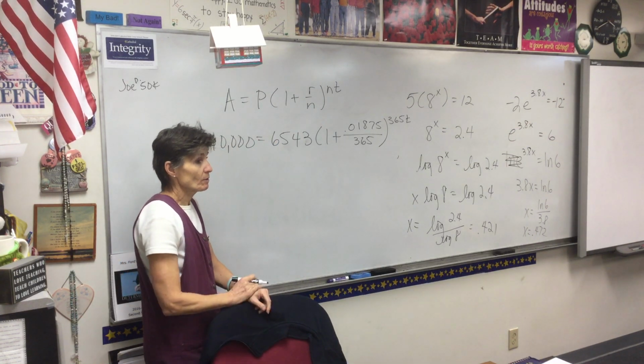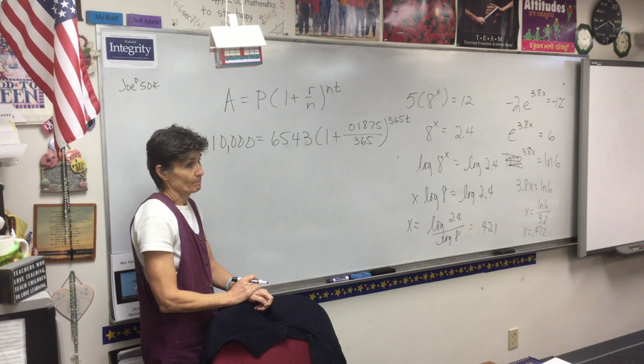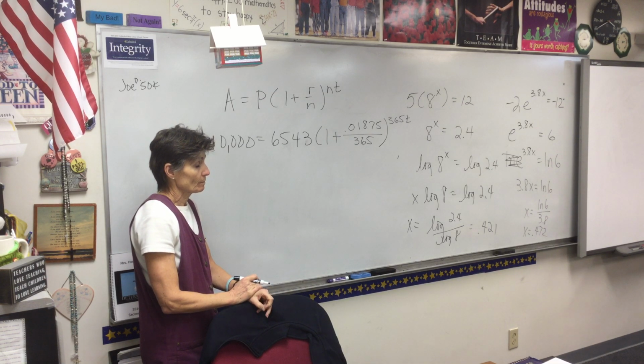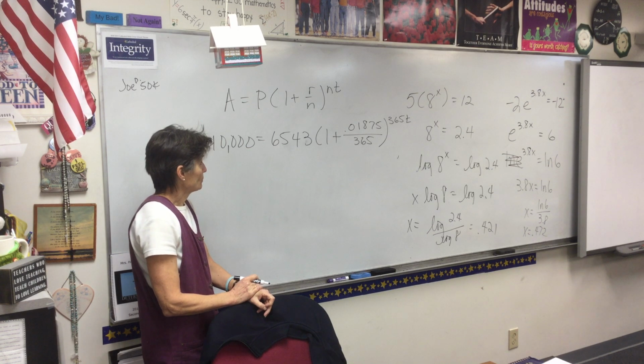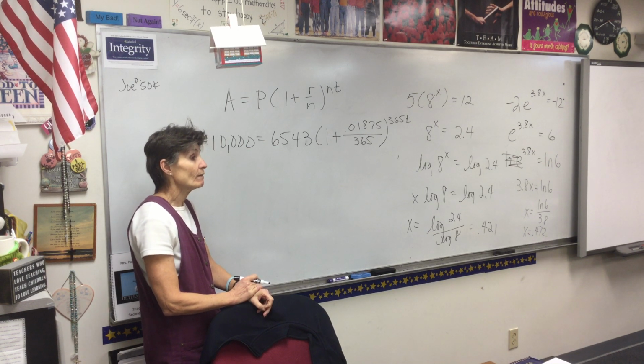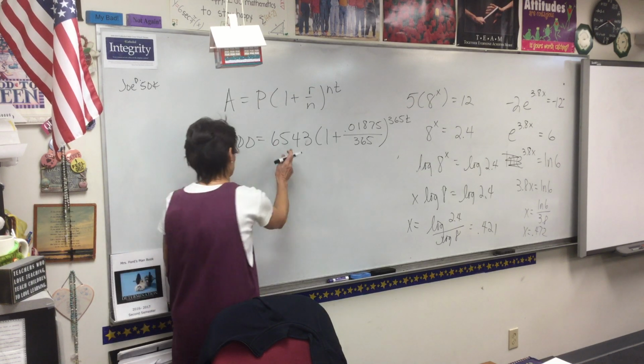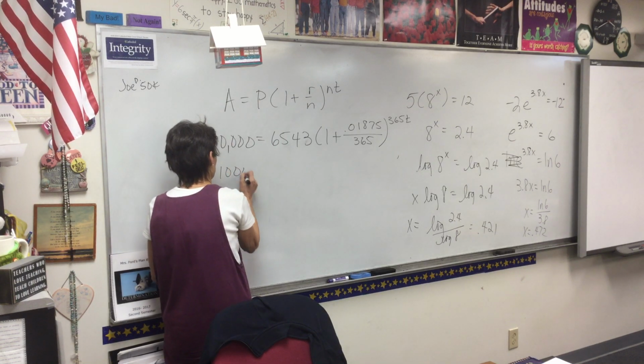And you see what that exponent is? That's bad news. That means I'm going to need a logarithm. Right? So, before I do that though, I'm going to divide. What am I going to divide by? 6543. Yep.